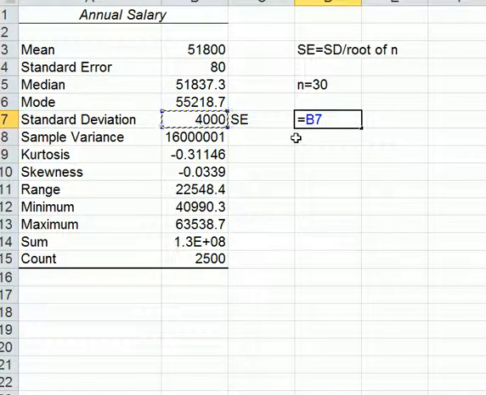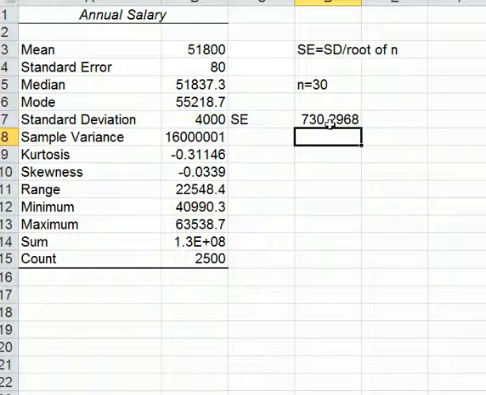Click that in. Now we're going to divide it by the square root of 30. So type 30, and to get the square root, you can click that little arrow thing, the caret, and 0.5. That means to the power of a half. And that gives us our standard error of 730.296.